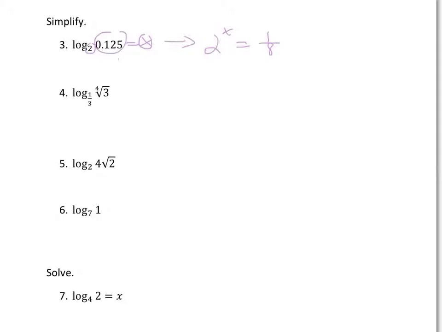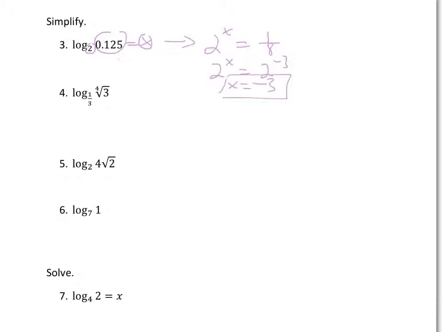Now this looks like a problem that we learned back in section 1. In order to solve for x, we need to get the same base. So 2 to the x is going to stay the same. I need to rewrite 1/8 with base 2. So it's 2 to the negative 3 power. 2 to the negative 3rd power is 1/8. So that means that x equals negative 3.